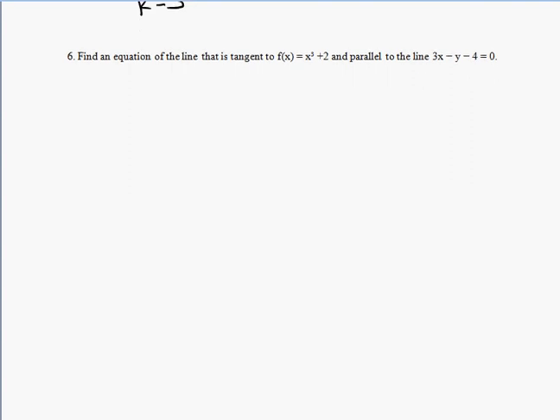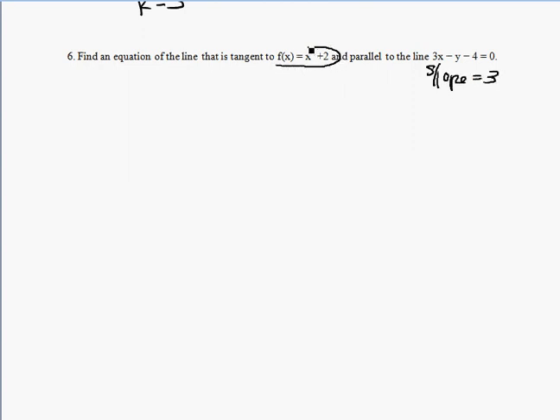Our next problem is we find the equation of the line that is tangent to this one and parallel to this line. So we have this other line over here that is not tangent to the curve, but we want to find the line that is tangent to the curve that's parallel to this line over here. So therefore, we want to know what is the slope of this line here, and then find that corresponding tangent to this point here. Well, this has a slope. That slope is equal to 3.